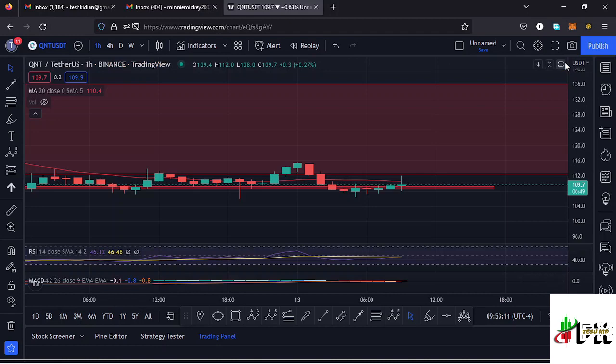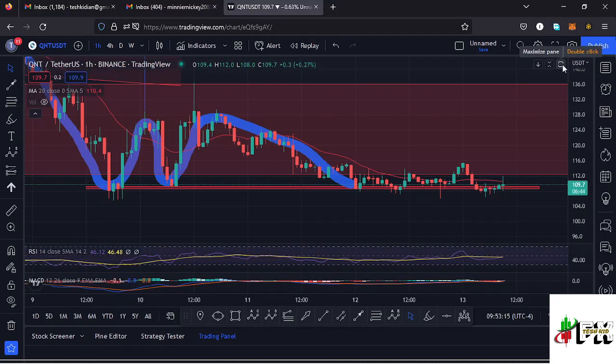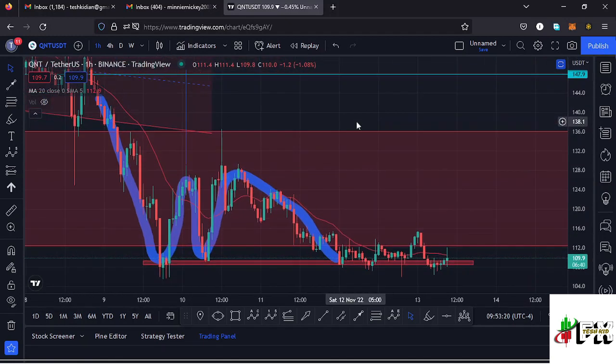So there's a possibility that Quant has seen its low in the formation of that higher Elliott wave count 2, and there's a possibility of giving us a breakout very soon. So let's be patient and see how that plays out, and I'll keep you updated.